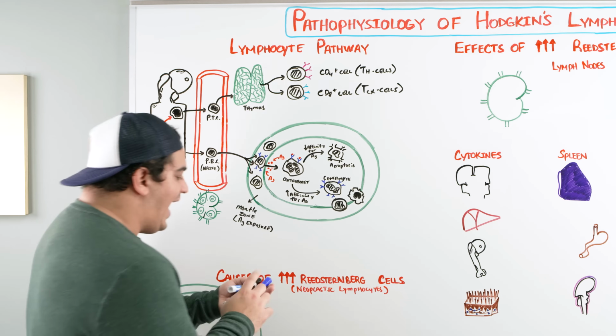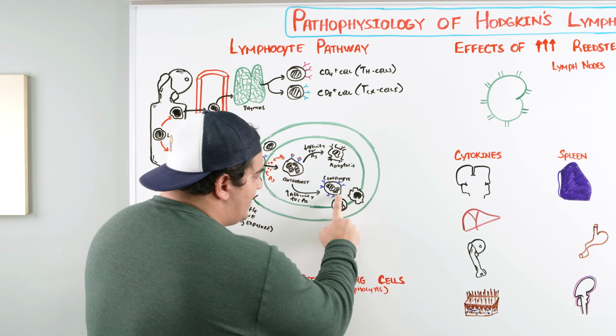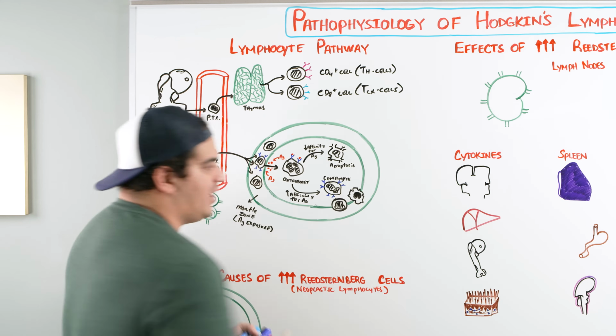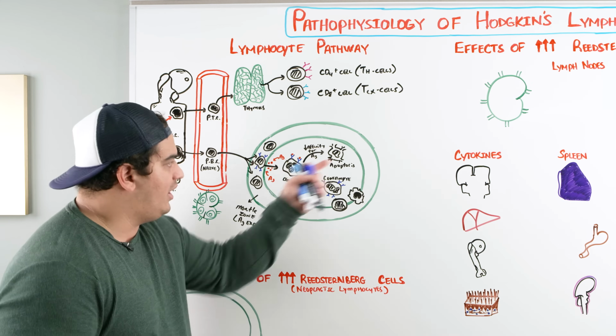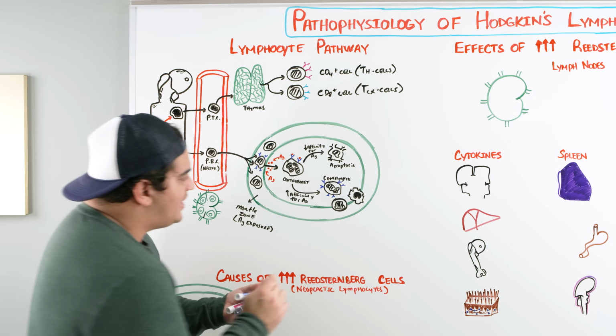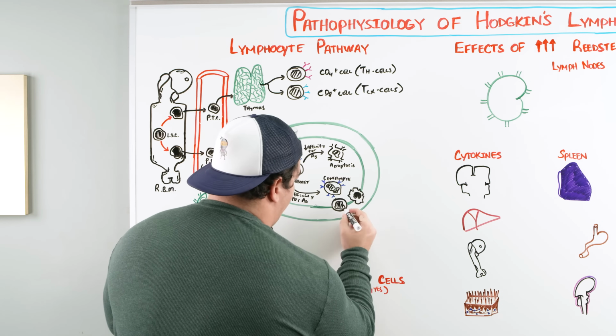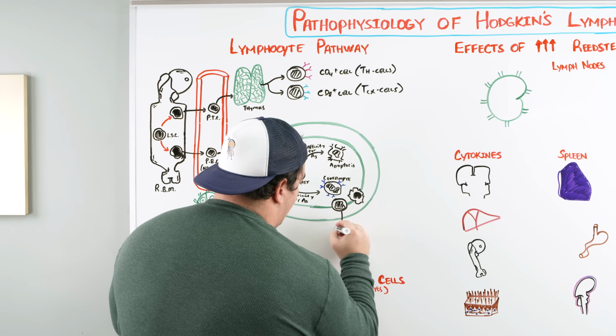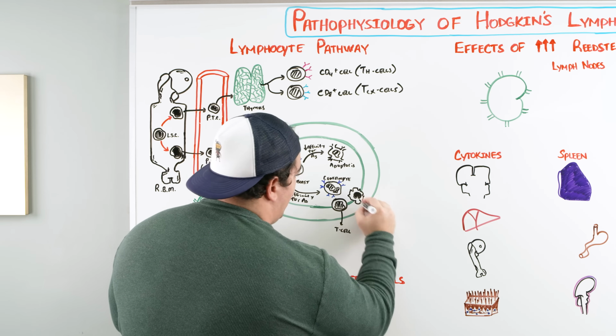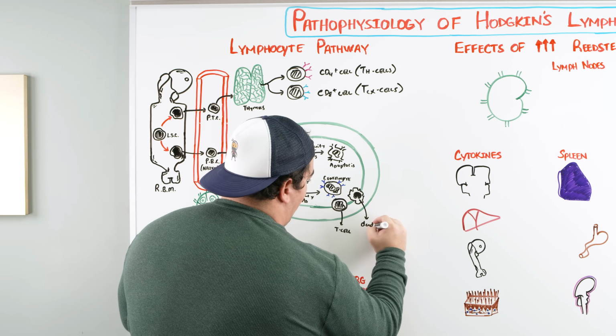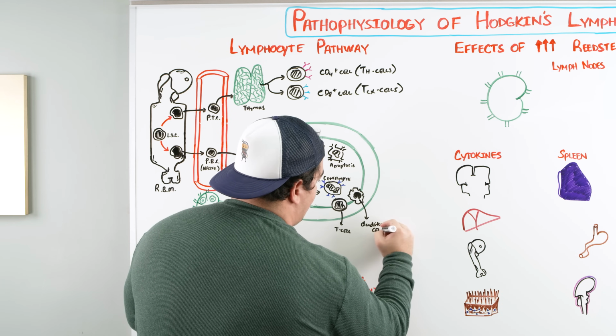So with that being the case, these centrocytes become exposed to two other cells in this lymphoid, kind of lymph node structure. This cell here is called a T cell. And this one here is called a dendritic cell.